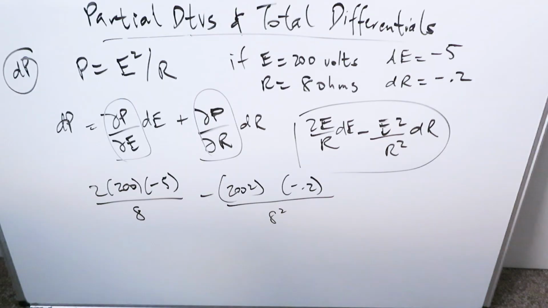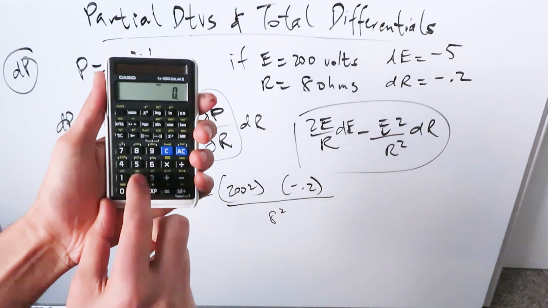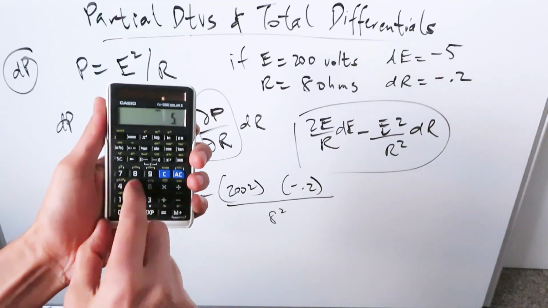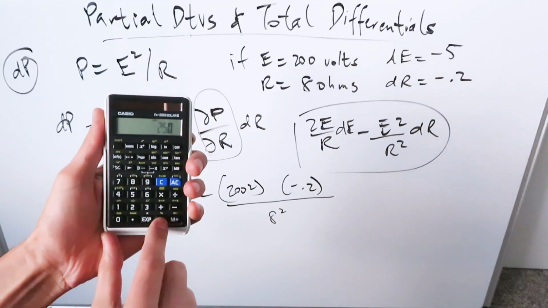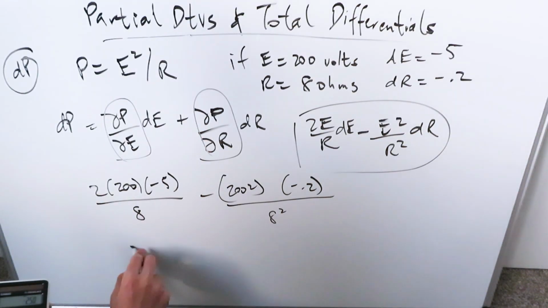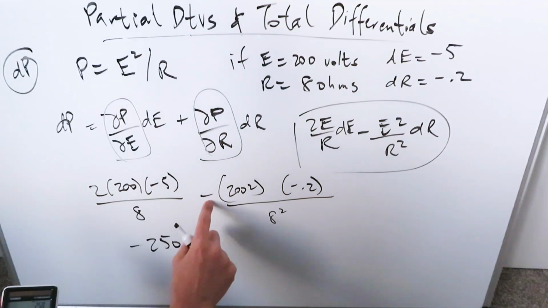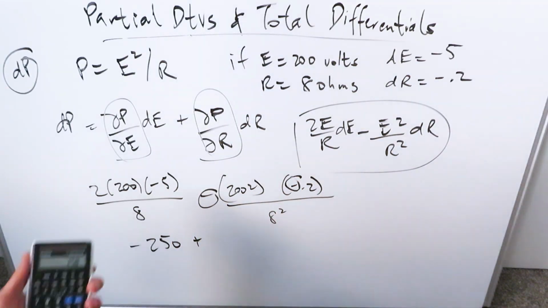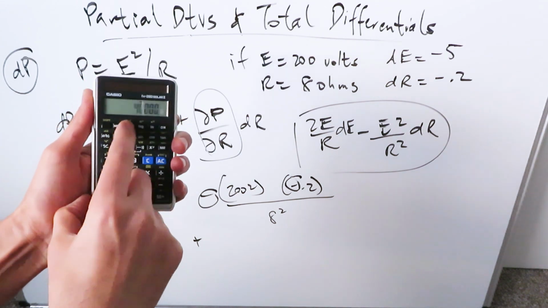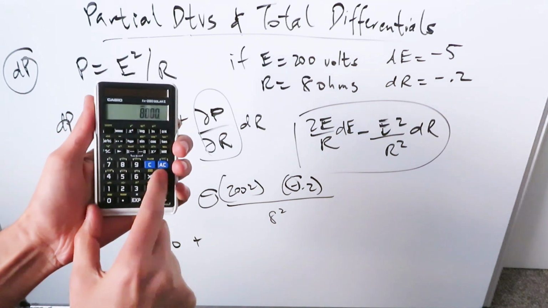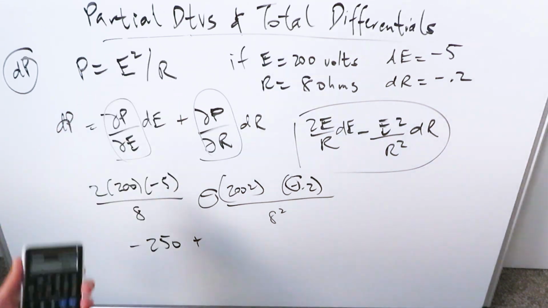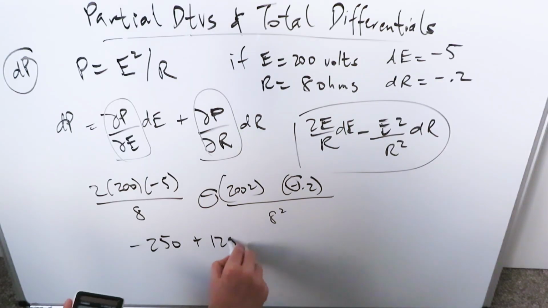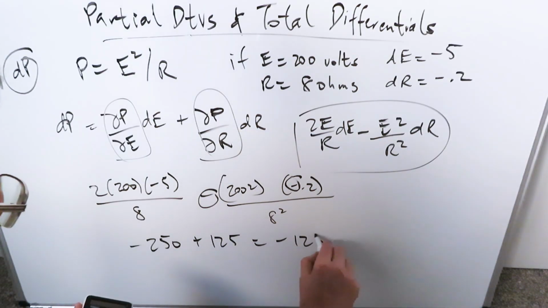Let's compute these and see what our end result is. 2 times 200 times minus 5 divided by 8. I have here minus 250. This minus will become a plus: 200 squared times 0.2 divided by 64, plus 125. What's my end result here? It's minus 125 watts.